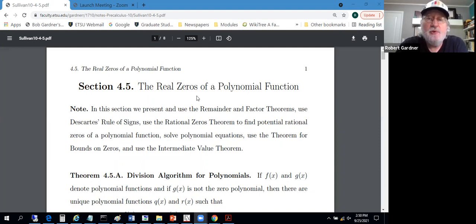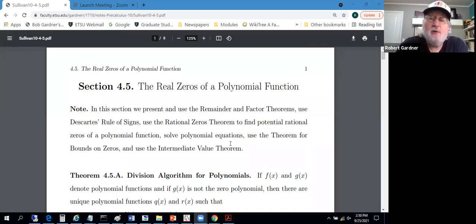So the techniques we'll use to find these zeros will make use of the remainder and factor theorems. Descartes' rule of signs will tell us about possible numbers of certain types of zeros of a polynomial. The rational zeros theorem will give us potential rational roots, rational zeros of a polynomial function. And this will be quite helpful in factoring.